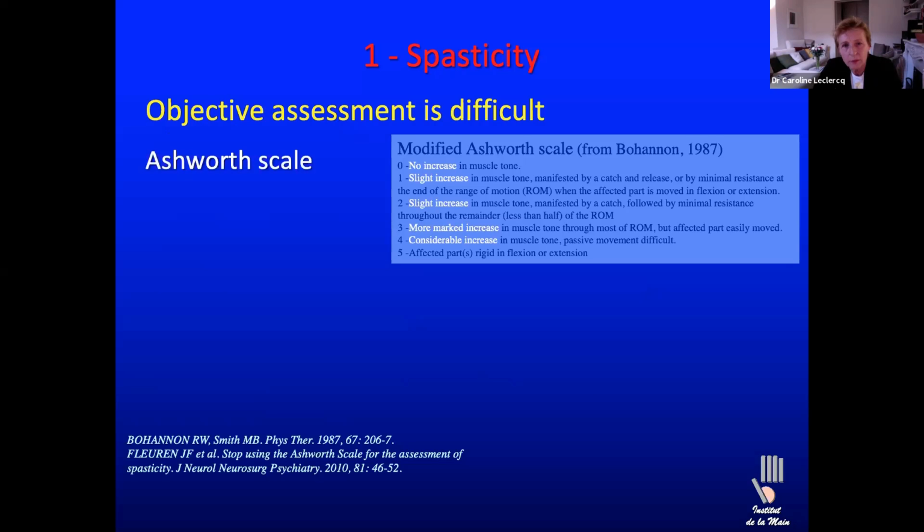Well, there are many problems with spasticity, and one of them is to evaluate spasticity. The most used scale is known as the Ashworth scale, modified by Bohannon in 1987. But if you look into it, you see no increase, slight increase, more marked increase. And you realize very easily that this Ashworth scale is not very objective, and it's very much evaluator dependent. And you see that Floren in 2010 named his article "Stop Using the Ashworth Scale."